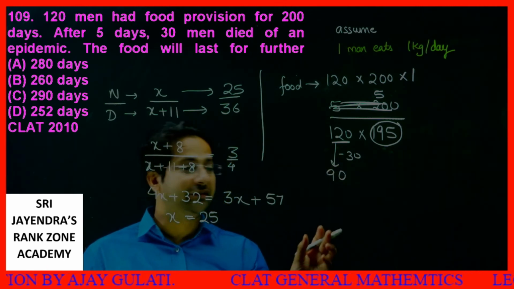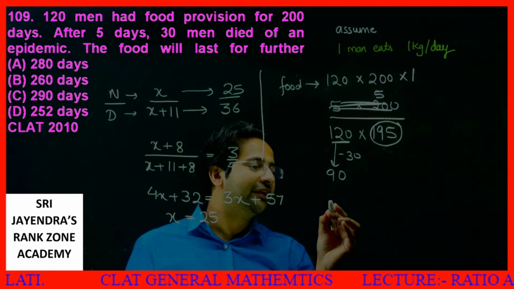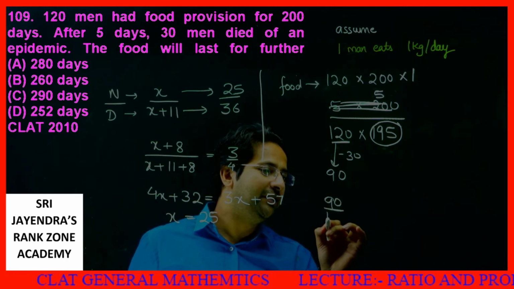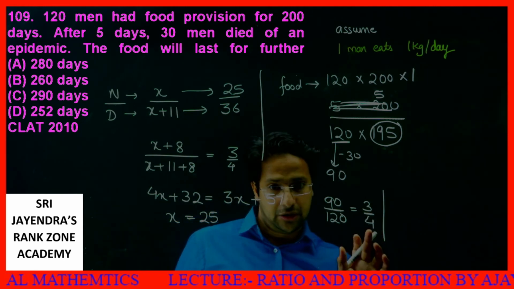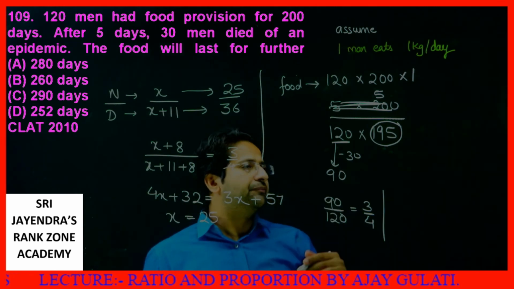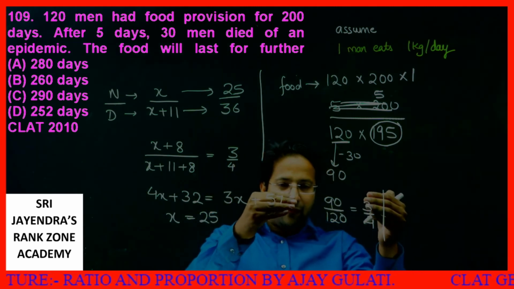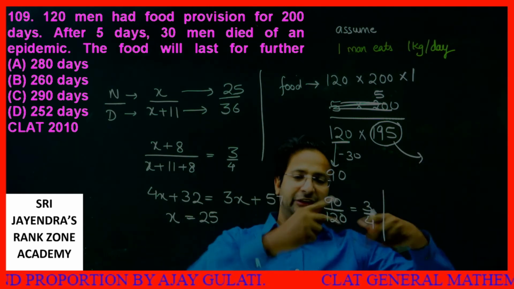Now this is the main concept. Initially there are 120 people. Now there are 90 people. So I say the strength becomes 90 by 120, or 3 by 4. Students, please listen to this carefully. If the number of people becomes 3 by 4, then this food will last for 4 by 3, the reciprocal of this.